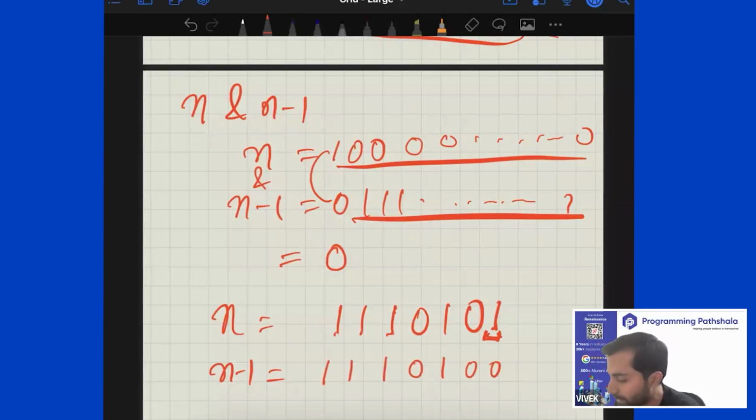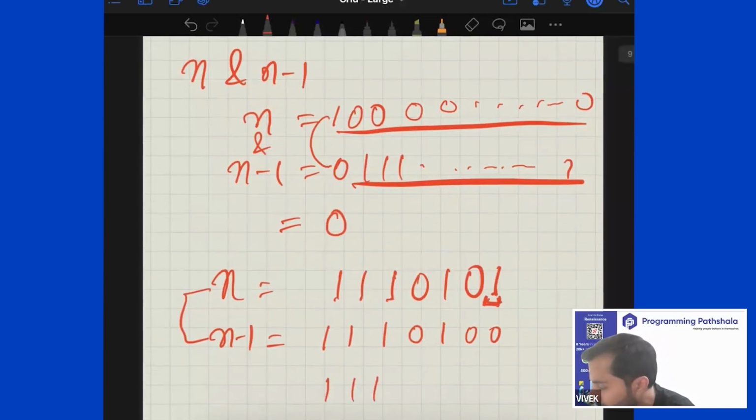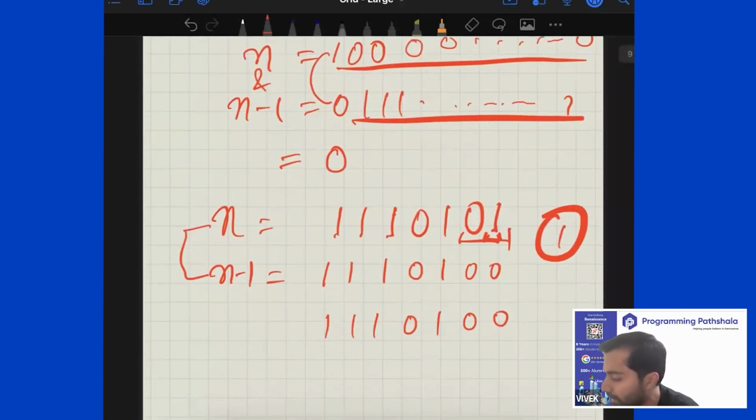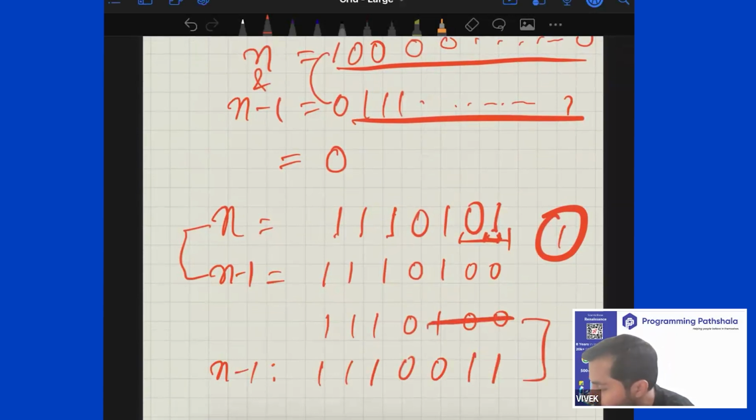Right? And now if you take an AND of this and that, what will happen? You will end up getting 1, 1, 1, 0, 1, 0, 0. So do you see that these two bits have gone off in one shot? Similarly, again, if you find out n minus 1, you are going to get 1, 1, 1, 0, 0, 1, 1. And now again, if you take an AND of this and that, these three bits will go off in one shot. Okay? So can you tell me how many operations will happen?